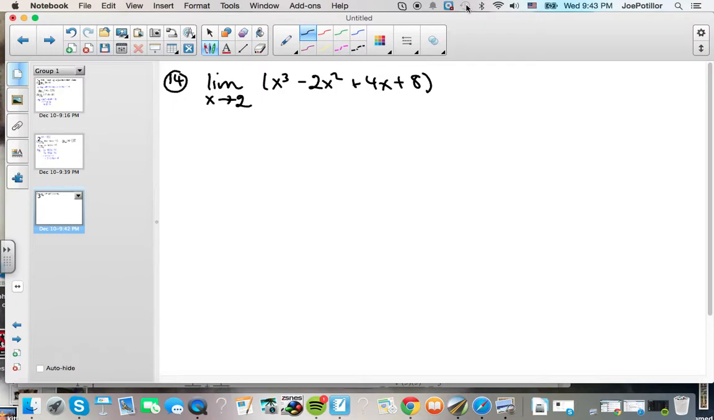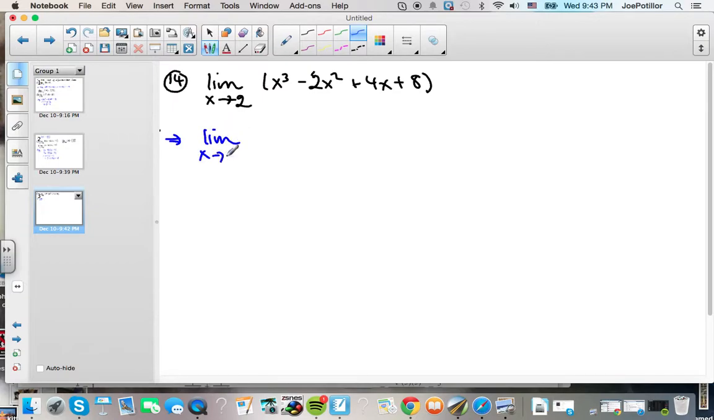Okay, so there's a couple of ways we could do this problem. I'm going to do it the way I know how. So what I can do is use the limit law here. We have a difference, a sum, and another sum here. So we'll just break this apart. I mean, it's a polynomial function once again, so I could just plug in the number. So that's what we'll do. But I want to show you that you can do it this way too.